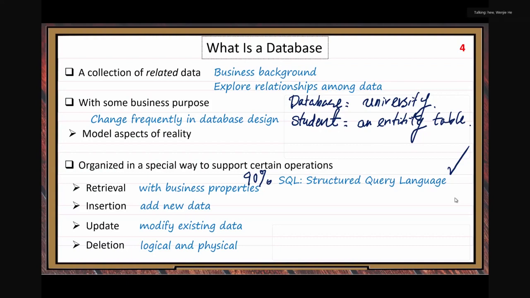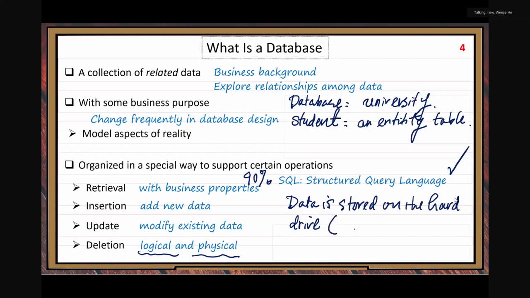So when you do data deletion, there are 2 different ways: logical deletion and physical deletion. Physical deletion: we know our business data is stored on our computer hard drive. We know the storage in the hard drive is permanent. We treat it as permanent.